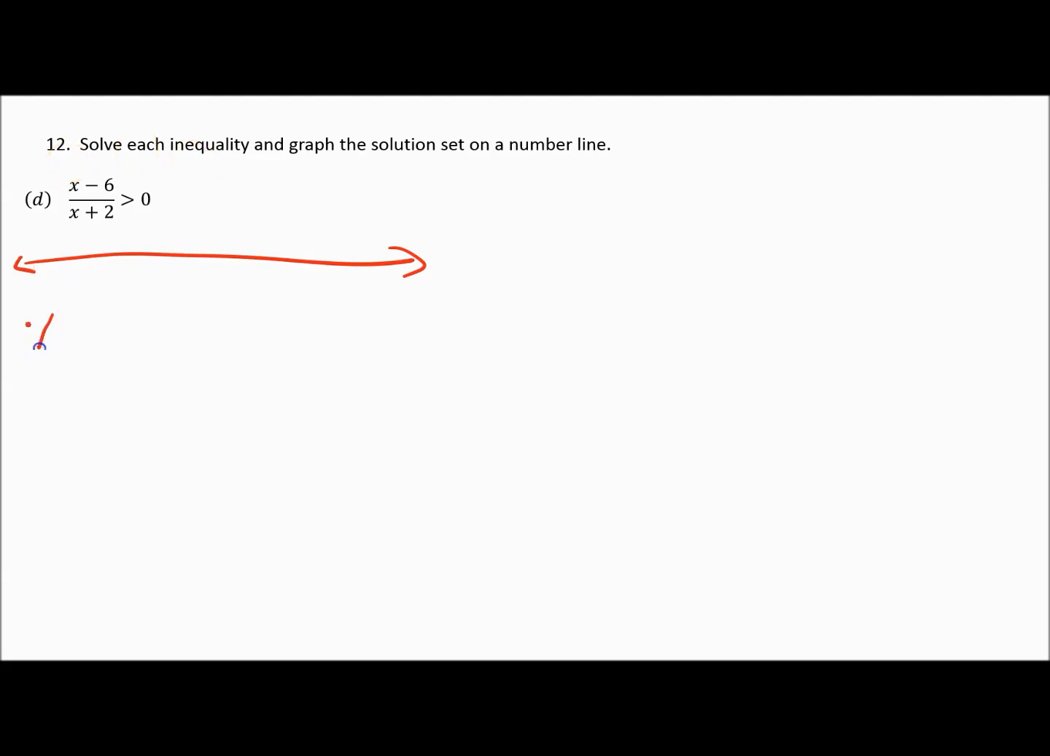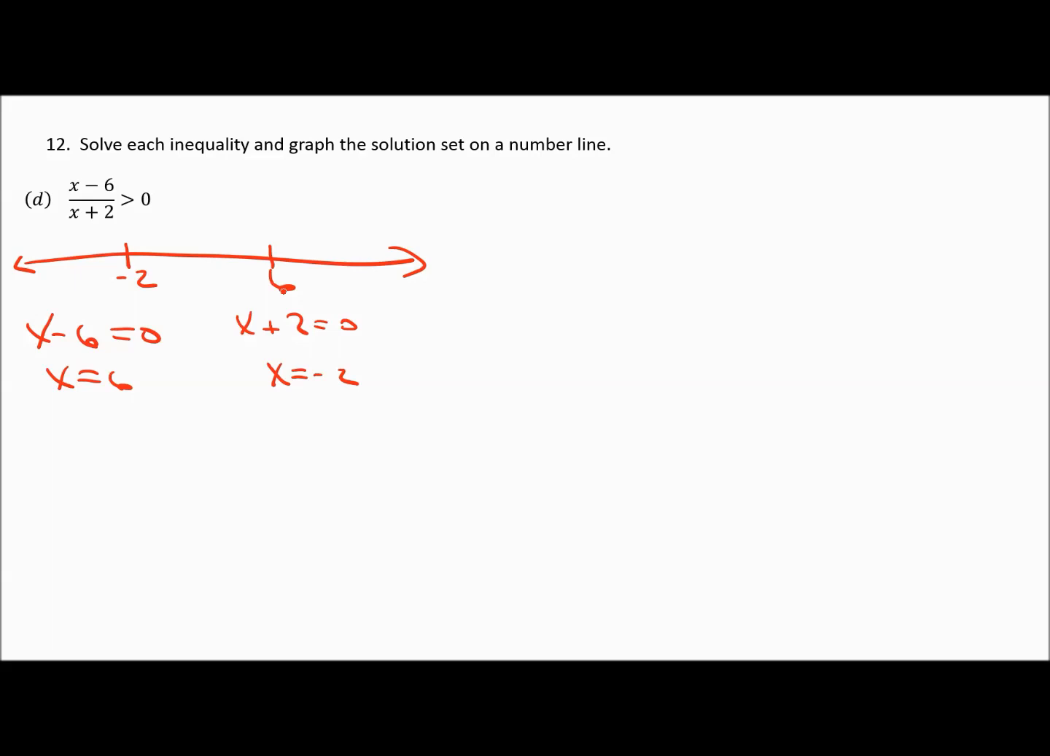So I'm going to set x minus 6 equal to 0, and I get x equals 6. So that's got to go on my number line. And I set x plus 2 equal to 0. That gives me x is equal to -2, and that's going to go on my number line as well. Okay, so I put -2 on my number line and 6 on my number line. And remind myself, is it filled in or is it not filled in?